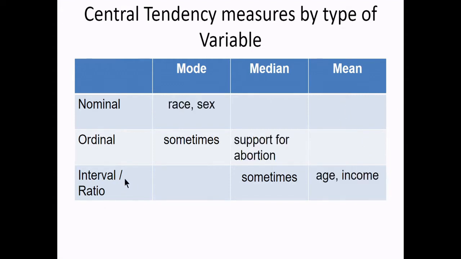So by way of example, again, nominal variables like race and sex, we would find the mode for that. Ordinal variables like maybe support for abortion, we maybe would find the median, or prayer frequency or church attendance might be better examples actually. And then interval level ratio variables like age and income, we'd find the mean.